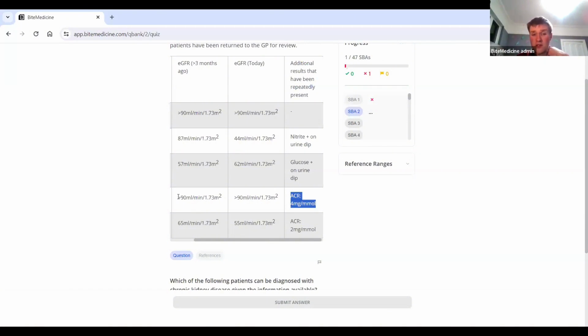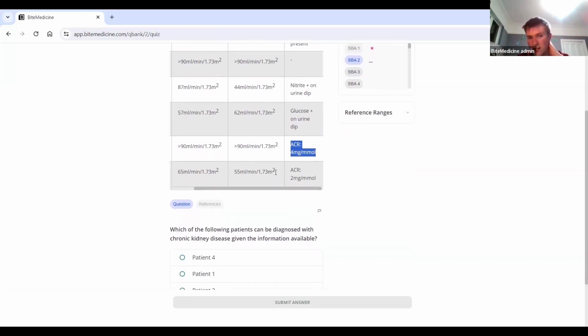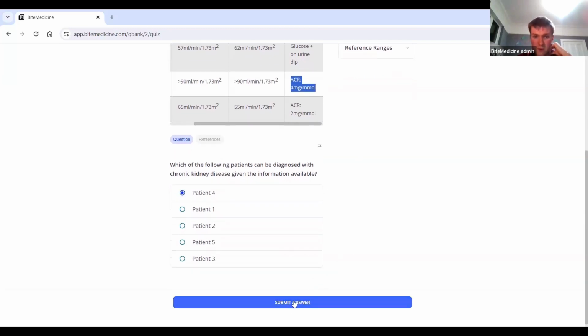So if someone's got an eGFR of 90 or more, they would score CKD 1. Okay, so the highest or the best possible score you could have. So I'm leaning towards 4. And the reason I don't like 5, well, 65 and 55, so they're not both below 60, and that ACR cutoff of 3. So we're going to go with patient 4. Let's hope for being correct this time.